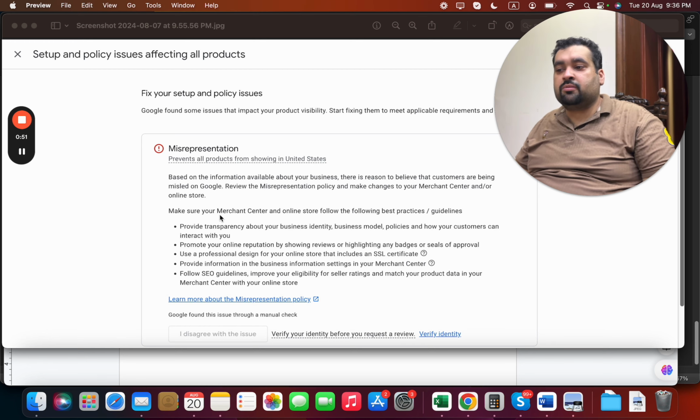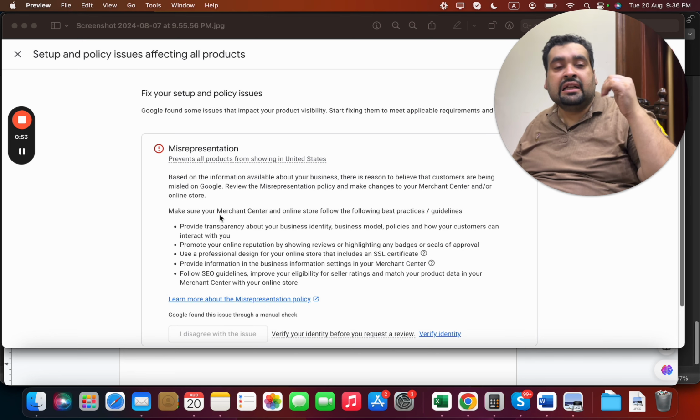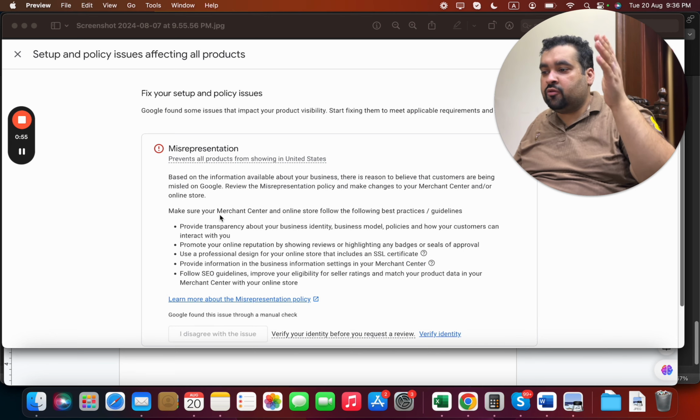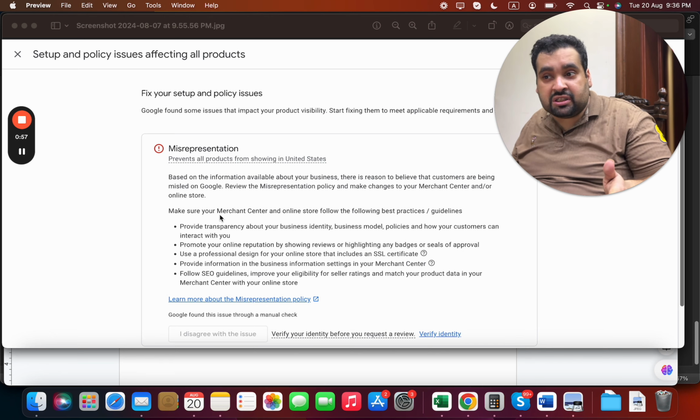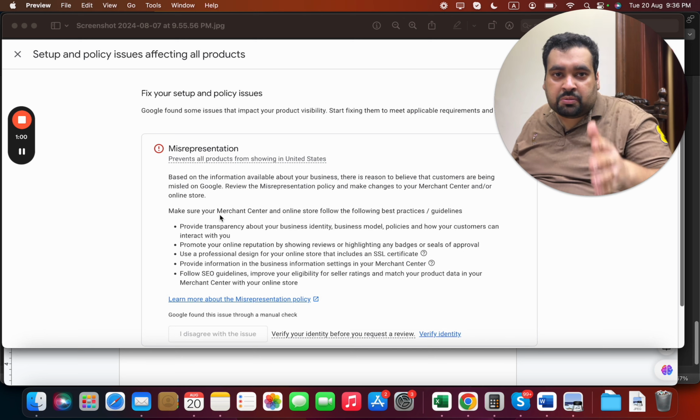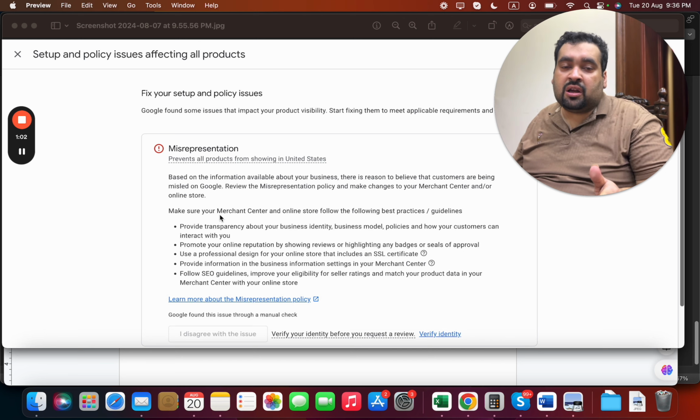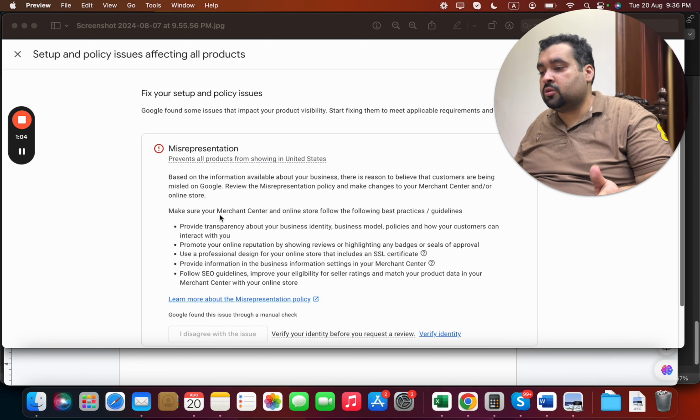Promote your online reputation by showing reviews. Use a professional SSL certificate plus professional design. Provide information in the business information settings in your Merchant Center. You can see that a suspension is not only because of the website, but the settings in your Merchant Center also play a strong role over here.